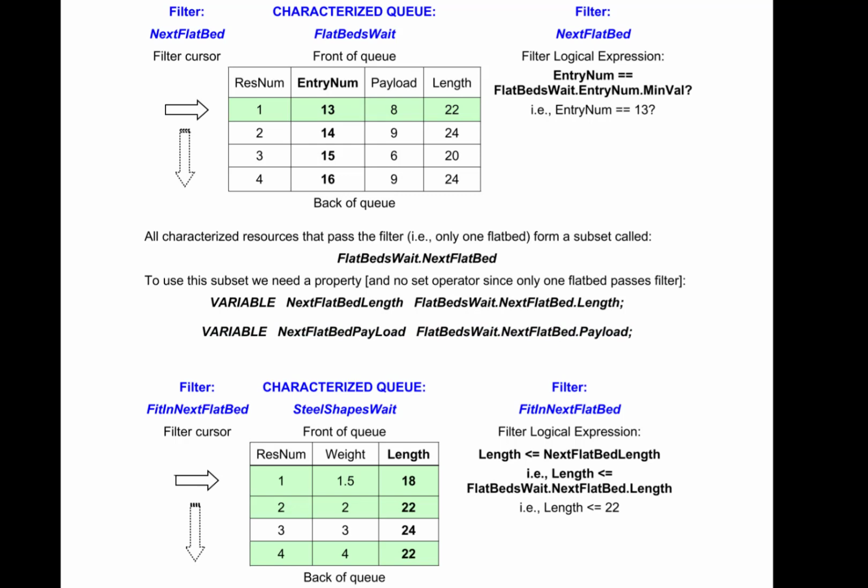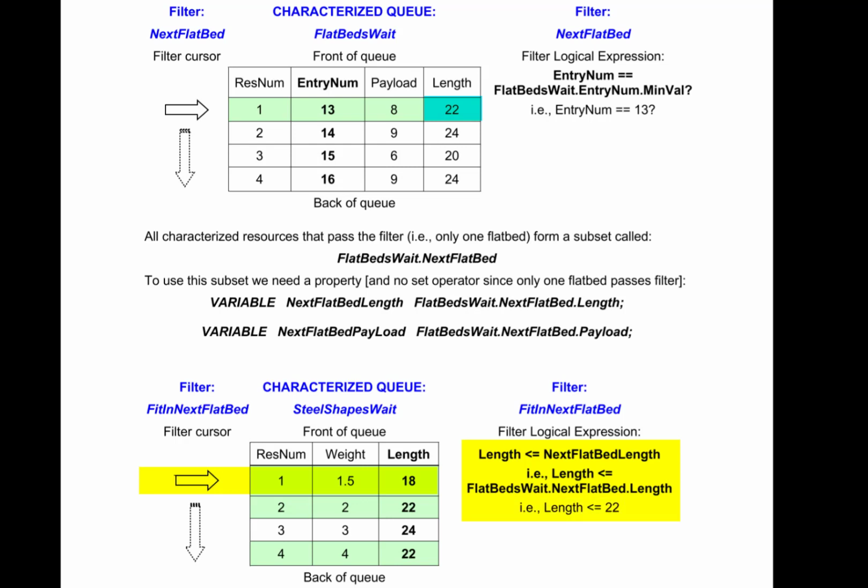When the enough statement for link SS1 applies the filter fit in next_FlatBed to the queue SteelShapes weight, the filter cursors the first resource in the queue, which has a res num 1, weight of 1.5, and length equal to 18. It then evaluates the logical expression to see if the length of the currently cursored SteelShape, which is 18, is less than or equal to the next_FlatBed length, which is 22.